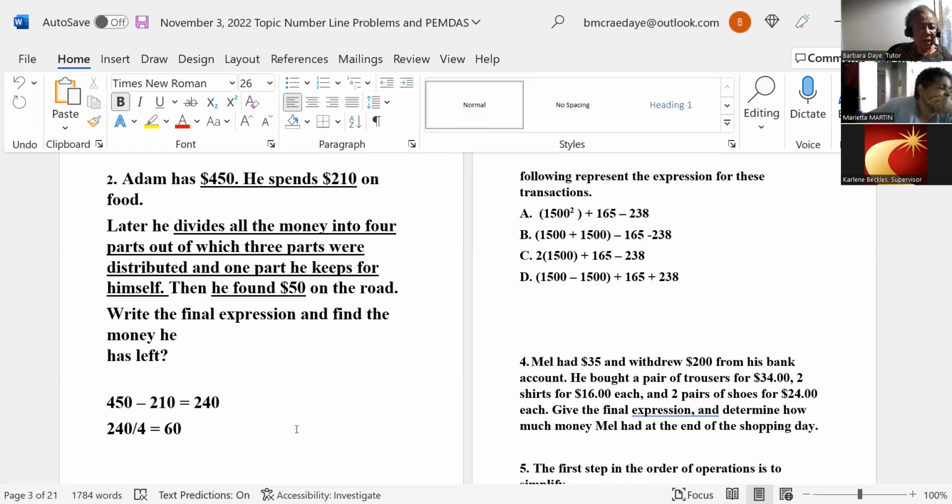It's possible Marietta had her new version. Marietta, what I was asking you, four parts, you divide it into four parts, 240 over four, that's 60. My question to you is what is three parts equal to?